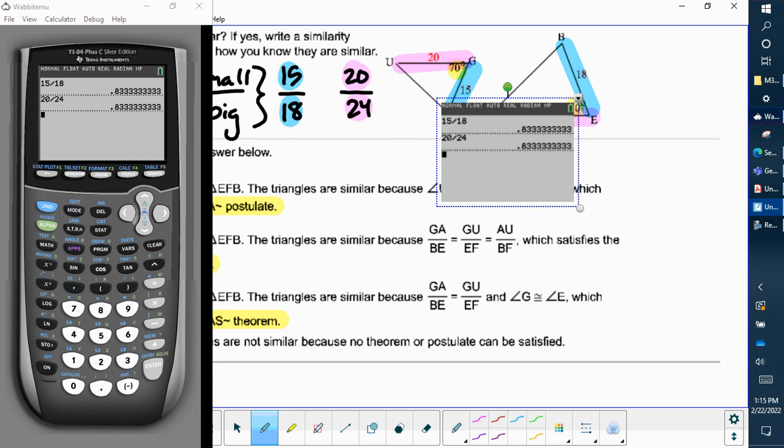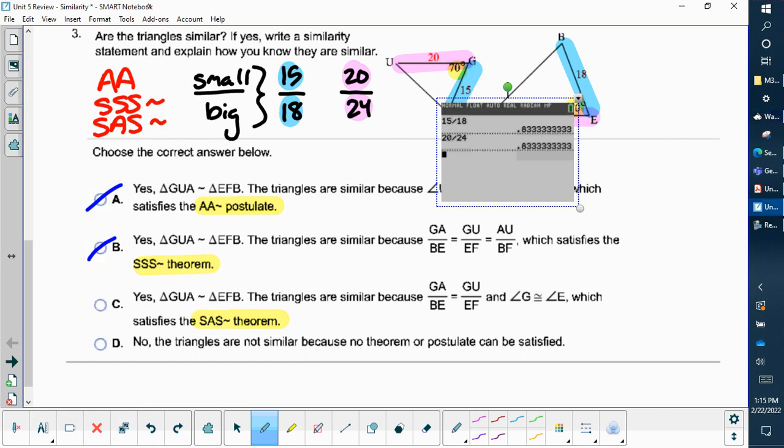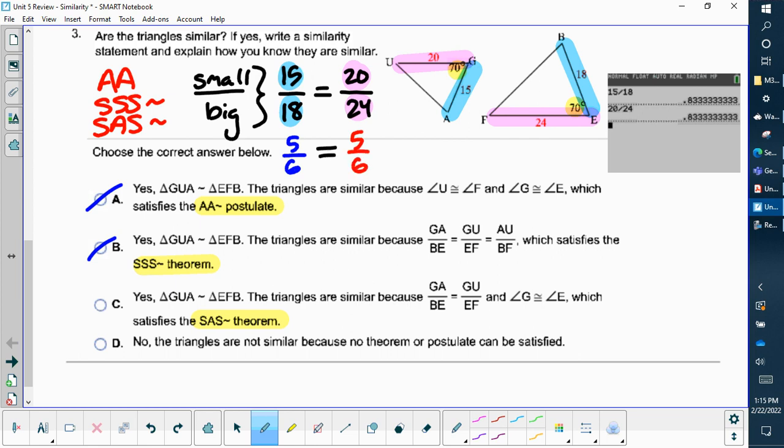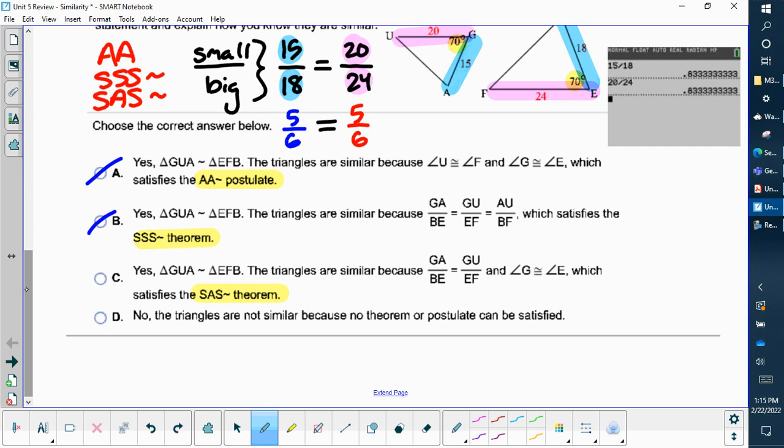Or I could have also reduced these. I know they're equal because on the left, 3 goes into both of those numbers, so this reduces to 5/6. And the one on the right also reduces to 5/6. So they do equal each other. If those numbers did not equal each other, then my answer would have been D. So the correct answer is C here.